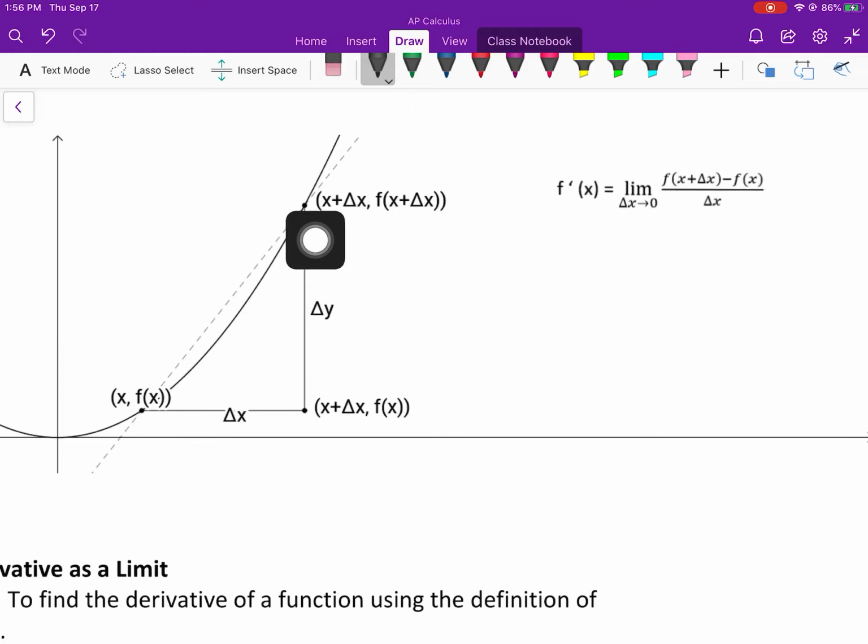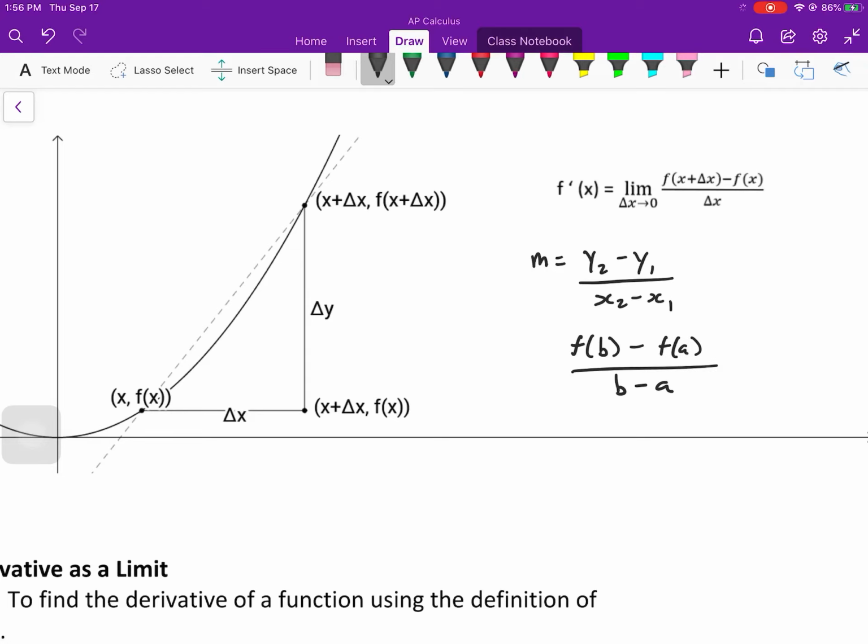So if you look at this graph, usually we find the slope between 2 points, right? And so what is that slope? Well, that slope is y2 minus y1 over x2 minus x1. Well, that's just fancy talk for f of b minus f of a over b minus a. So what if we're able to take the limit as a approaches b of this, or b approaches a, whatever it is.